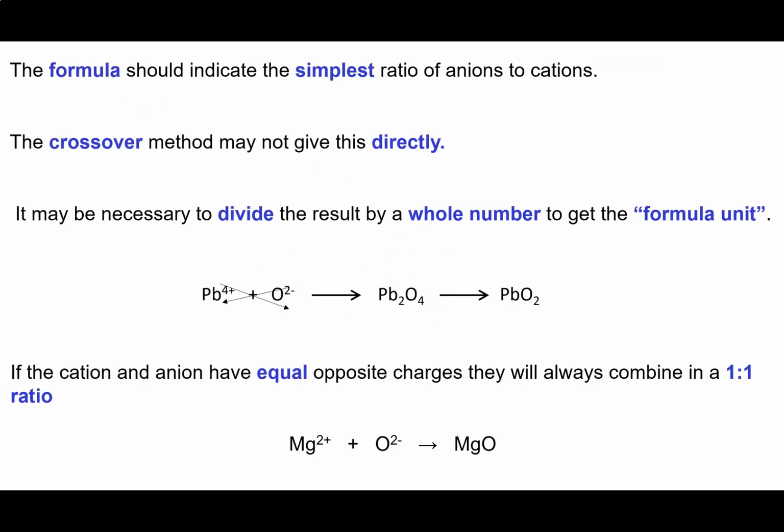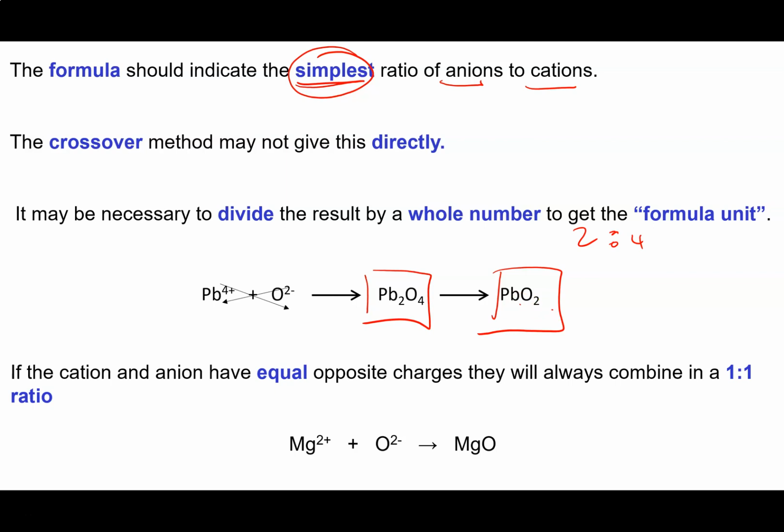Okay, so the formula should always indicate the simplest ratio of anions to cations. Now, sometimes, not very often, the crossover method doesn't give you this simplest ratio. For example, we might combine lead-4 ions with O2- ions, and the crossover rule would give us this. Now you can see here that this is not the simplest ratio, 2-4. We can divide through by the common multiple of 2 and simplify that ratio further so that we recognize that we have a 1-to-2 ratio of lead to oxygen.